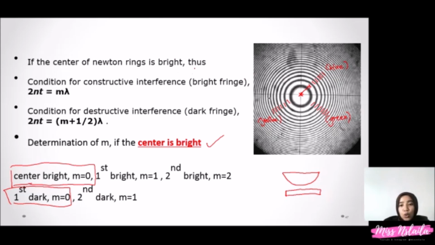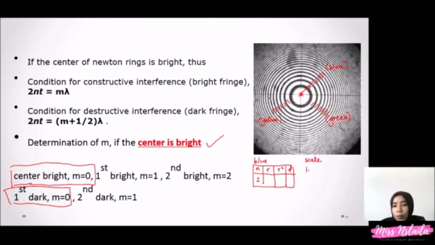Okay, I'll give an example. Radius, radius square, and also diameter. So for the first bright, n will be equal to 1. What is the radius? For the radius, we are going to use a scale. The scale is 1 cm equal to 1 mm. So if you measure here for the first bright, using your own ruler in centimeter, then you get 4 cm. But when you transfer into this table, apply this scale, so you will enter 4 mm.